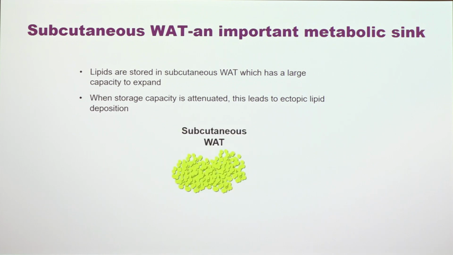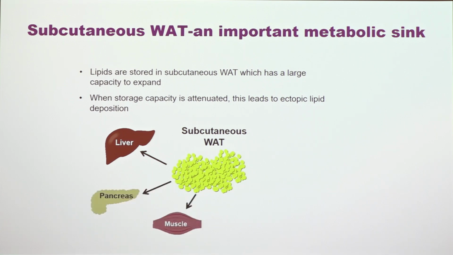So if we have our subcutaneous adipose tissue, and it cannot retain the lipids that we feed it with, then they will be ectopically deposited into the liver, leading to non-alcoholic fatty liver disease, into the pancreas, leading to lipotoxicity, as I said, and into skeletal muscle, reducing insulin sensitivity. Lipids can also be stored in the vessels, which leads to atherosclerosis in the long run. And you can also deposit the lipids in the visceral adipose tissue.